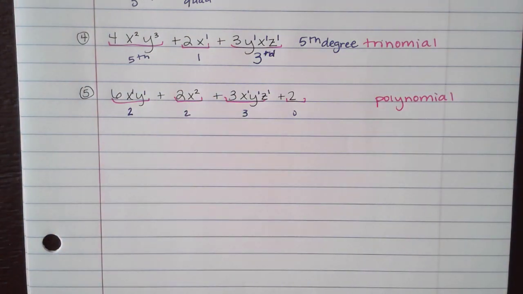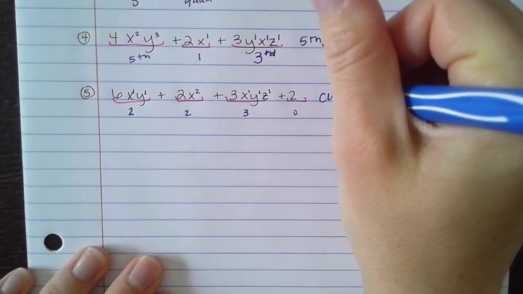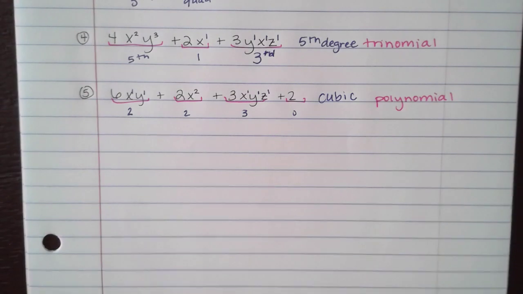So what's the biggest exponent? 3. This is a third degree polynomial. I mean, technically it is, but that's not what you'd write. You'd write a cubic. Because when you cube something, you put it to the third power, and the biggest power is 3. Therefore, that is a cubic polynomial.